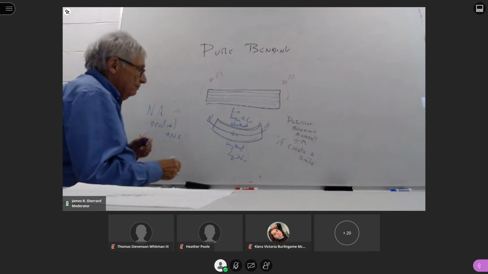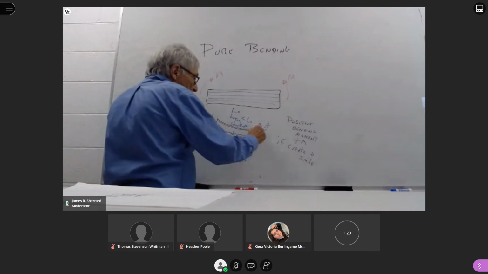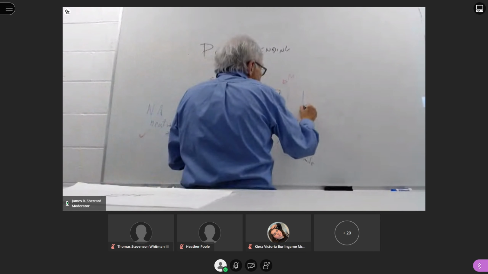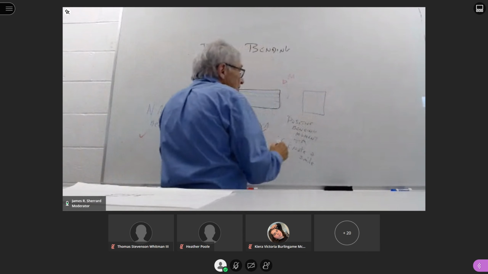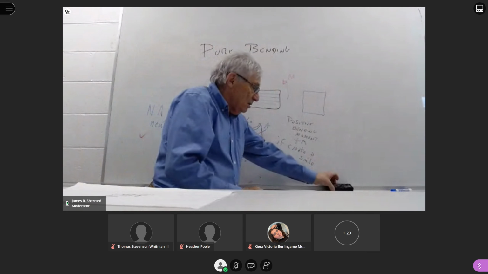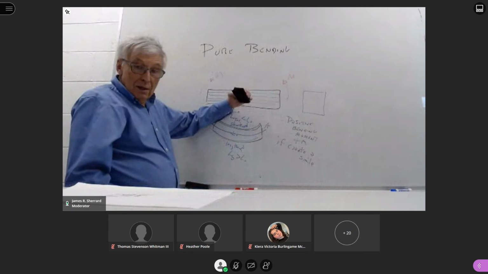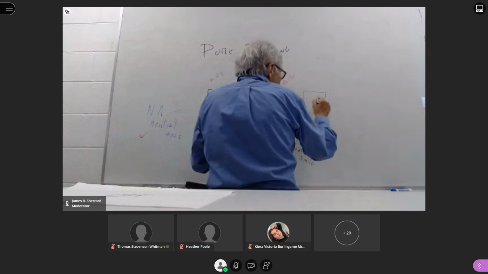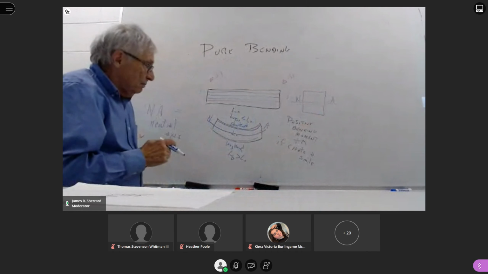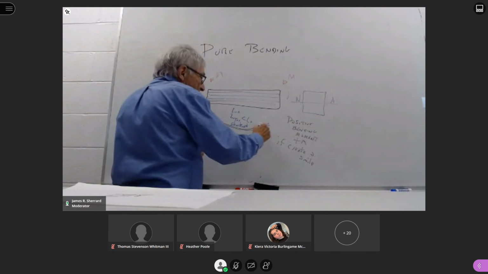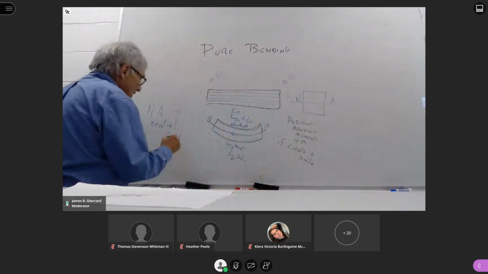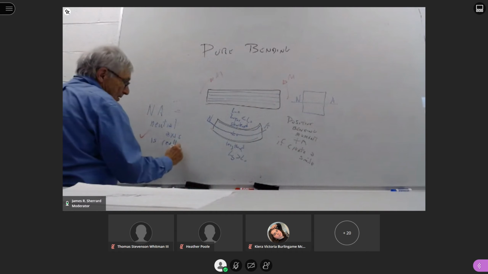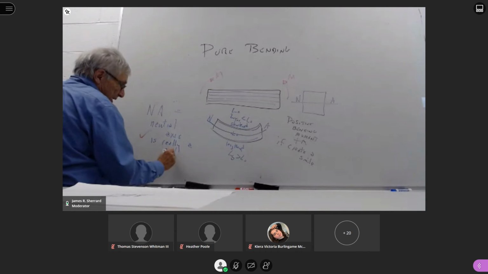And the neutral axis, when you look at it in this view, appears as a line. When you look at it in this view, in other words, when you rotate it 90 degrees towards you, this will also appear as a line. So it shows up as a line this way, it shows up in a line this way. So the neutral axis is really a neutral plane.